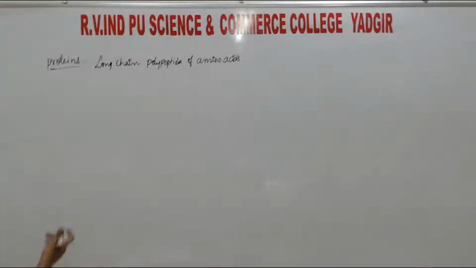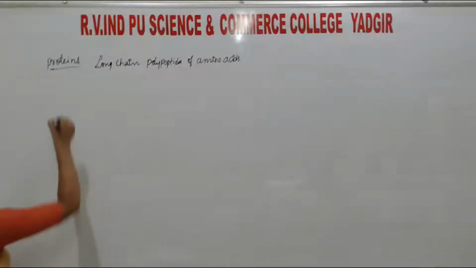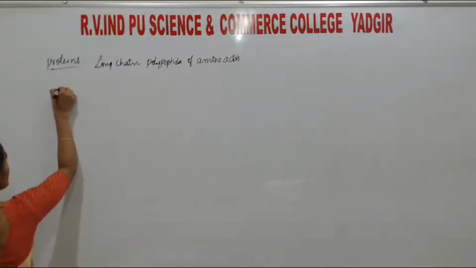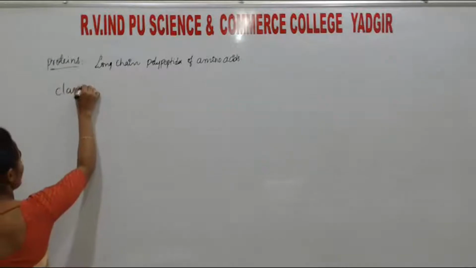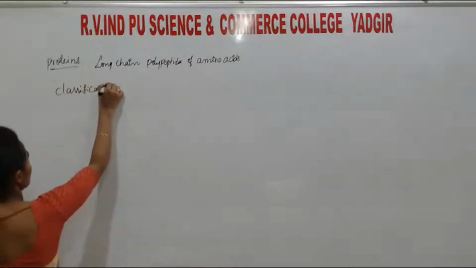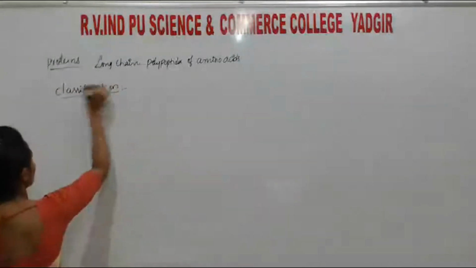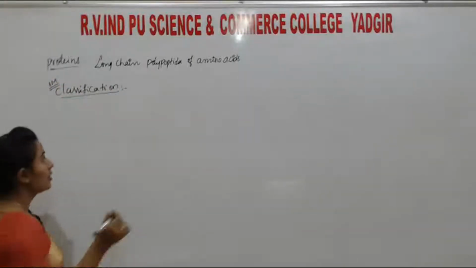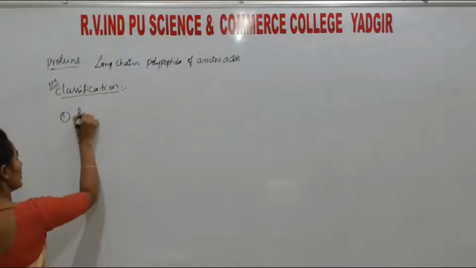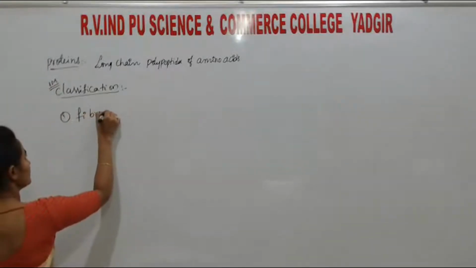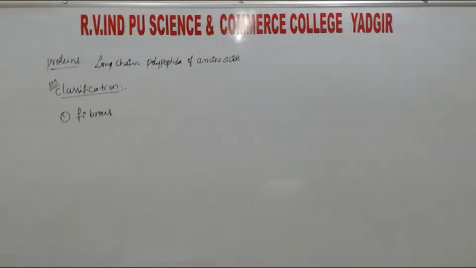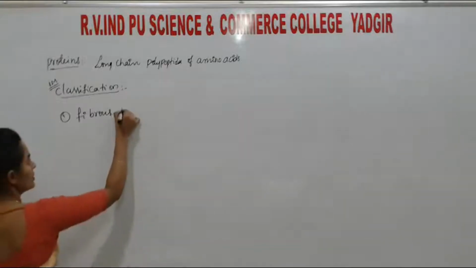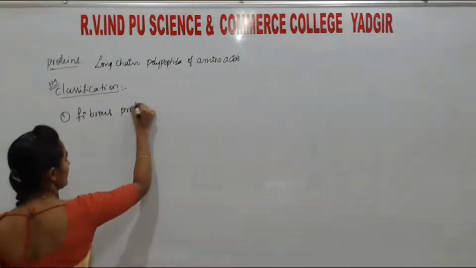Okay, so the next one is the classification of proteins. Classification is very important for 1 mark. Remember this one. Classification of protein, 1 mark important. Then also as 2 marks. So the first one, fibrous proteins.